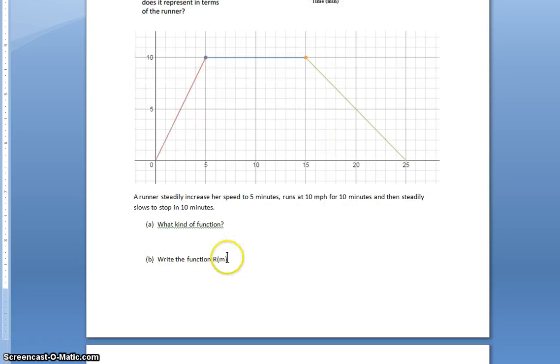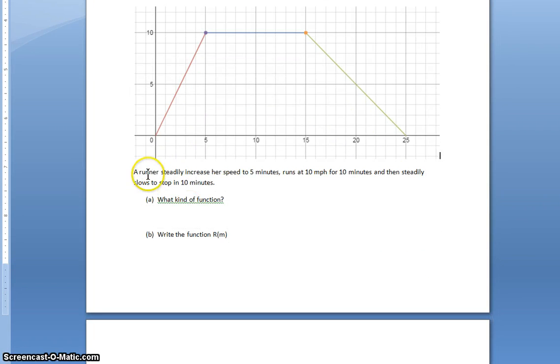Okay, so let's look at these questions. A runner steadily increases her speed for 5 minutes, runs at 10 miles per hour for 10 minutes, and then steadily slows to a stop in 10 minutes. So this is a graph that's provided. What kind of function is it? It is a piecewise function. They all connect together, but it's still piecewise.